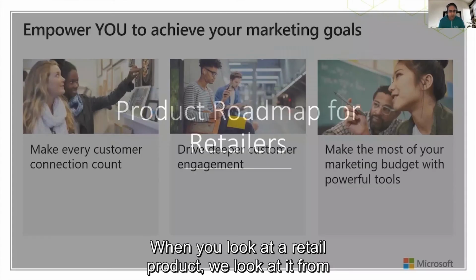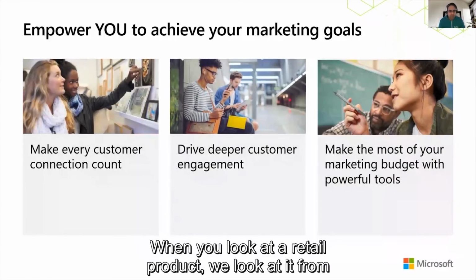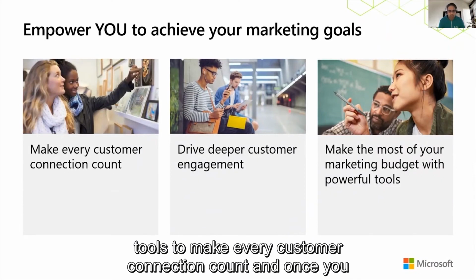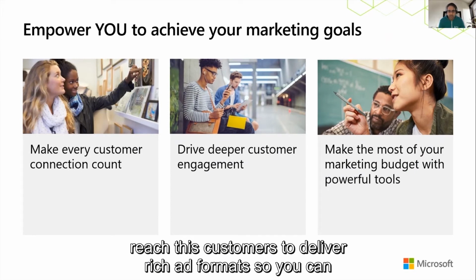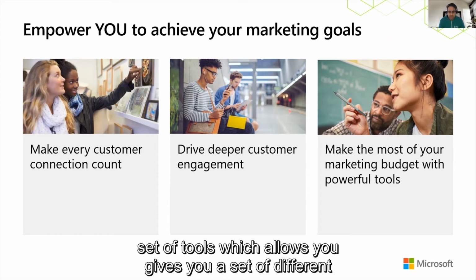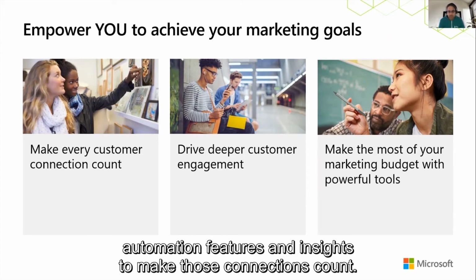When you look at a retail product, we look at it from three main pillars. One is to make sure we give you the right tools to make every customer connection count. And once you reach those customers, to deliver rich ad formats so you can engage those customers. And to do all of that within a powerful set of tools, which gives you a set of different automation features and insights to make those connections count.